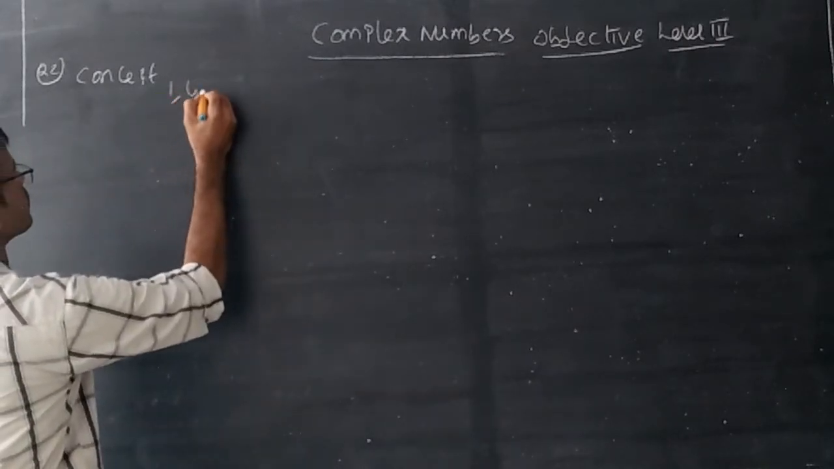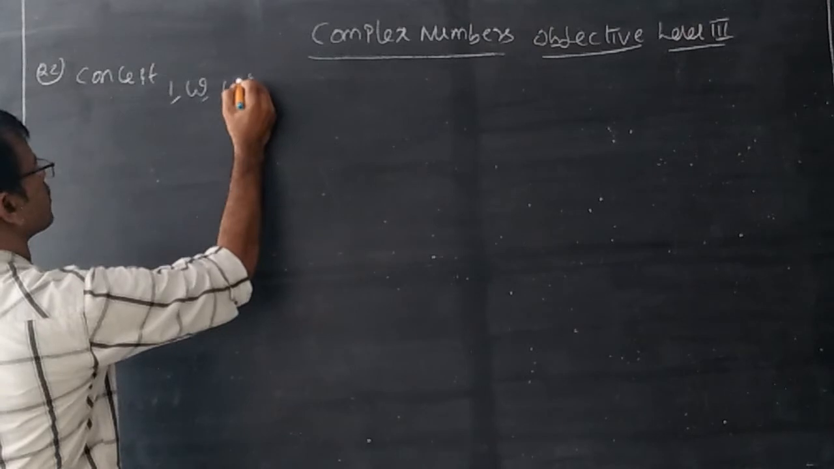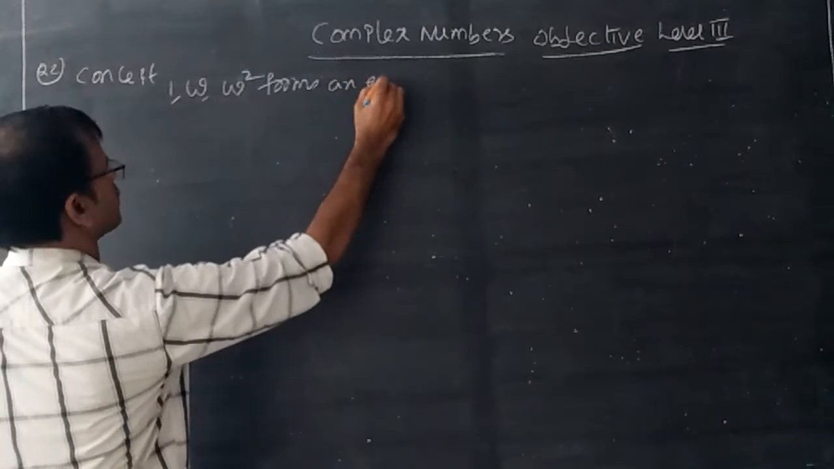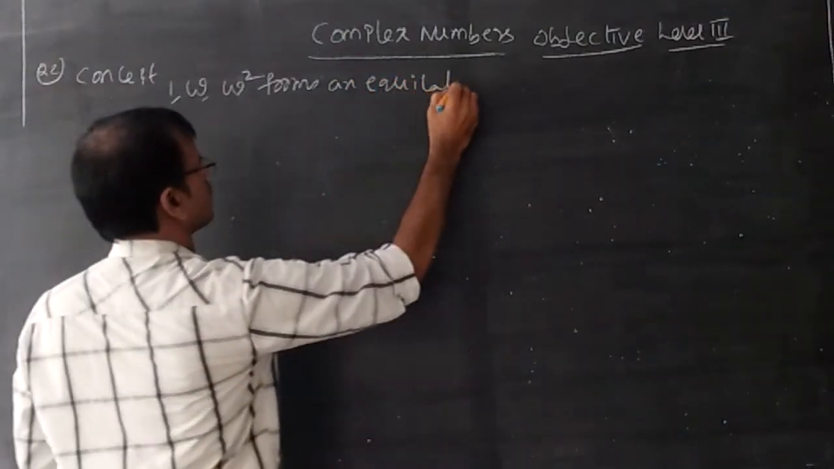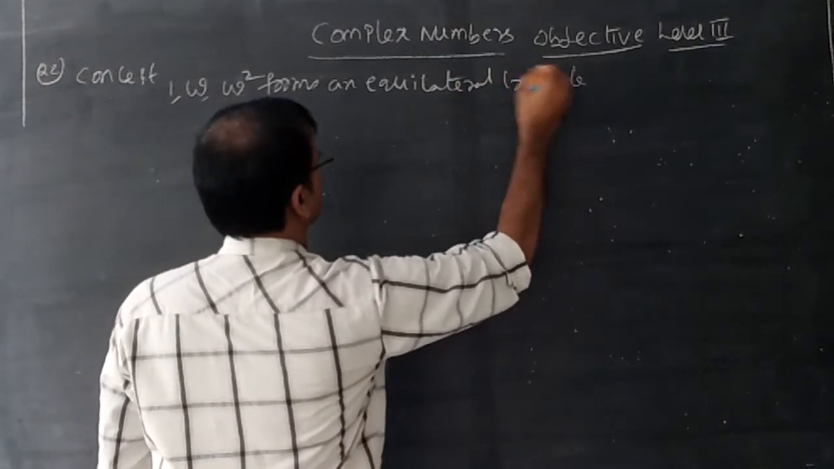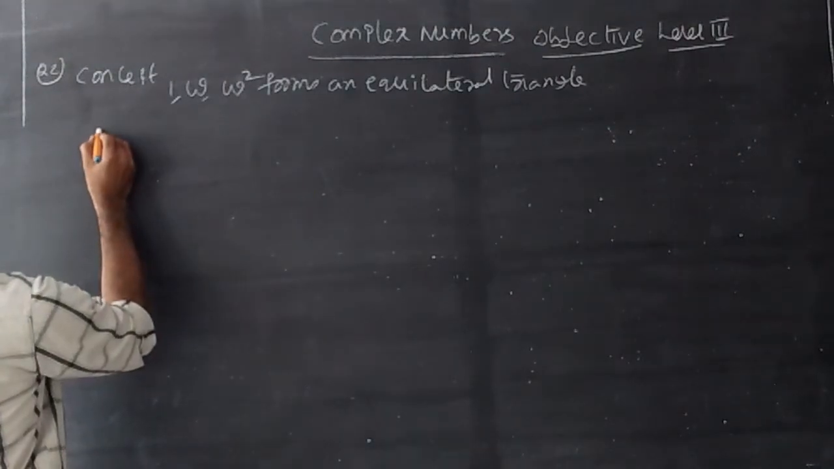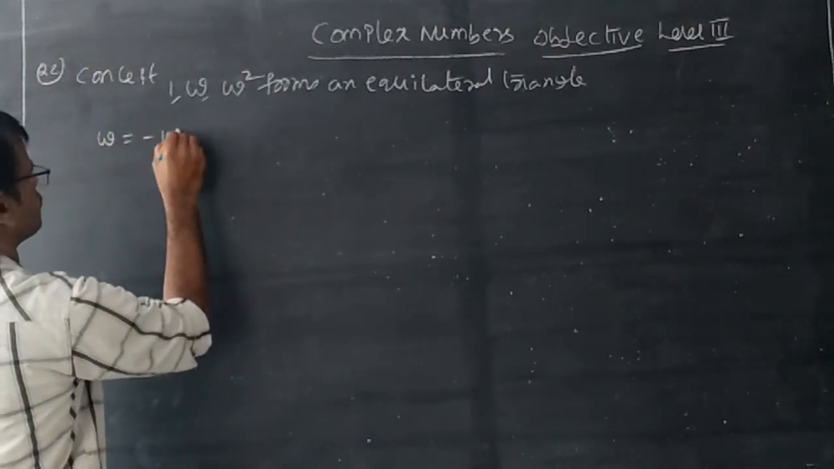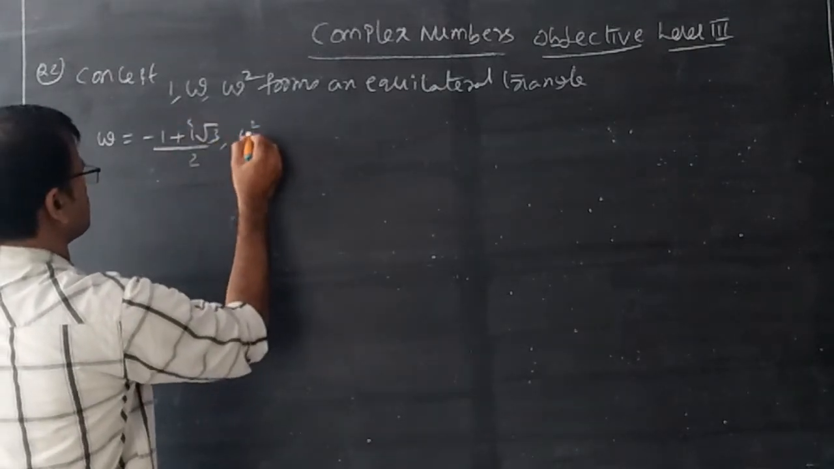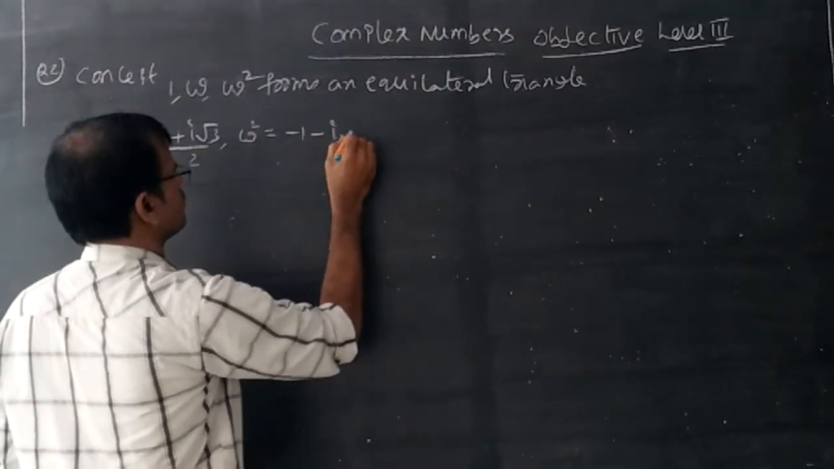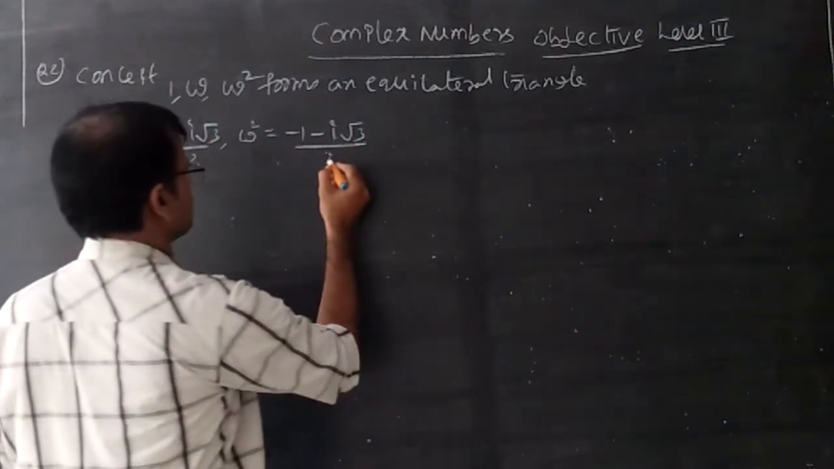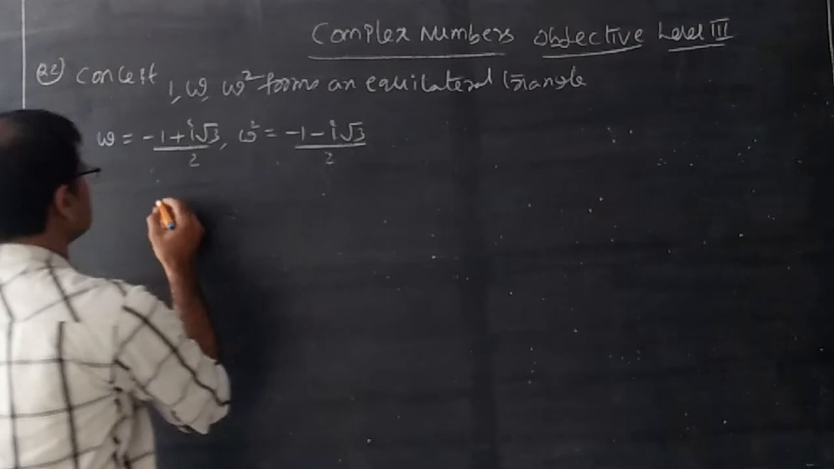1, omega, omega square forms an equilateral triangle. Let us remember the value: omega is equal to minus 1 plus I root 3 by 2, omega square value is minus 1 minus I root 3 by 2.